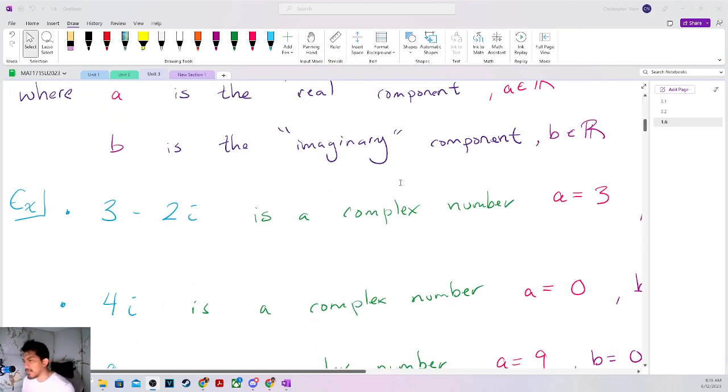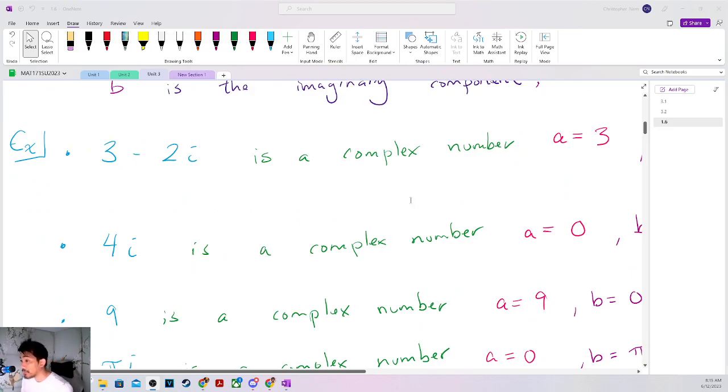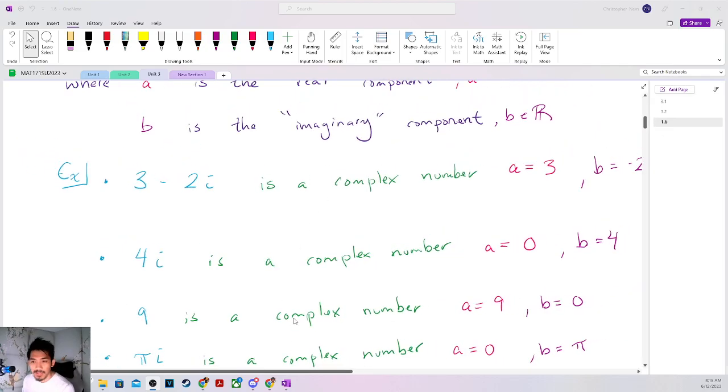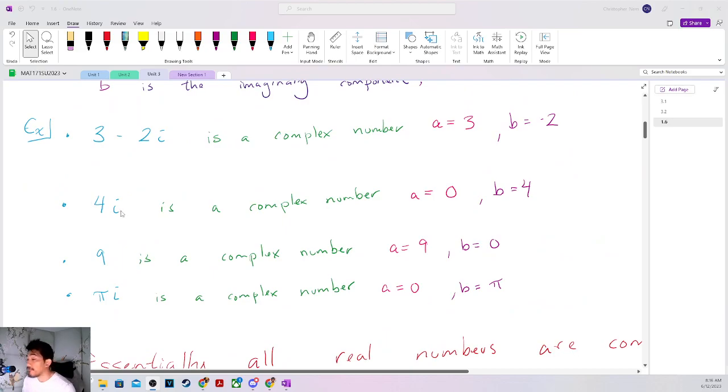Let me give you an example real quick. These are examples of complex numbers. 3 minus 2i. This is a real number. This is the real component. This is the imaginary component. Let me zoom out so you can see that. Let's take this example, 4i. In particular, your real component is 0, but your imaginary component is 4. In this case, your real component is 9. You have 0 as your imaginary component. And then over here, your real component is 0. Pi is still a real number, even though it's an irrational number. So b is equal to pi. That's your imaginary component.